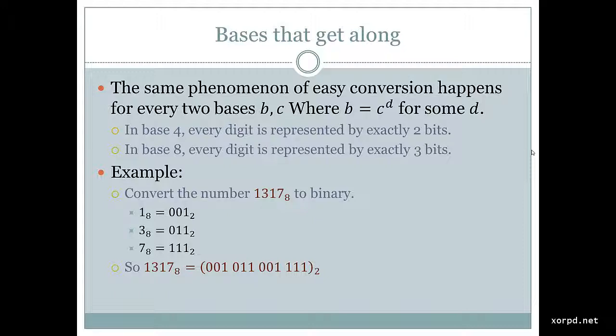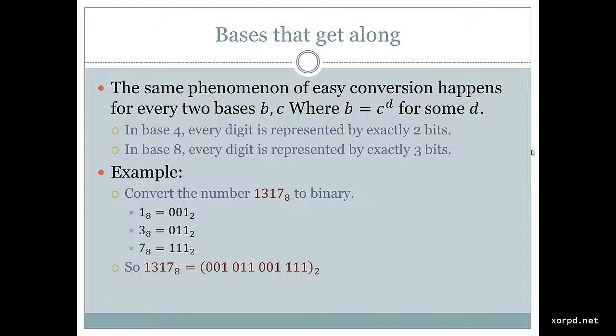Bases that get along. The same phenomenon of easy conversion happens for every 2 bases B and C, where B equals some power of C, for example, C to the D for some D, and all of those numbers must be integers. For example, in base 4, every digit is represented by exactly 2 bits. And in base 8, every digit is represented by exactly 3 bits. That is because 4 equals 2 to the 2, and 8 equals 2 to the 3.